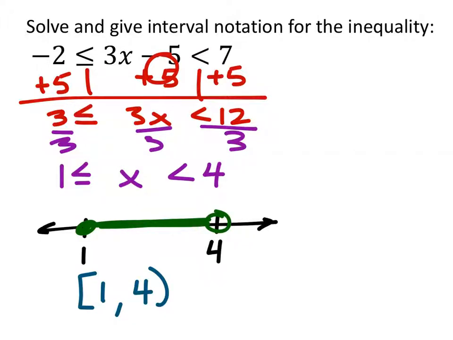Now I skipped writing the 2 separate inequalities on this one. If you wanted to, you could. If you did, you should have gotten these 2. And that would have shown that we would have had the same graph and the same interval.